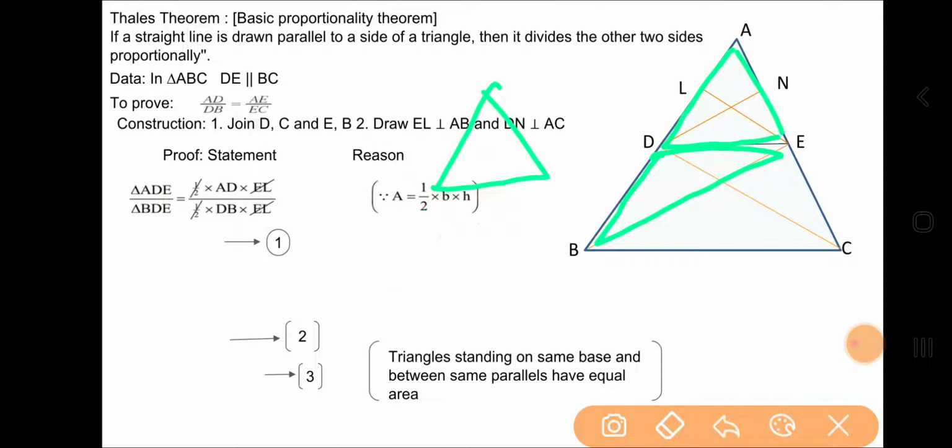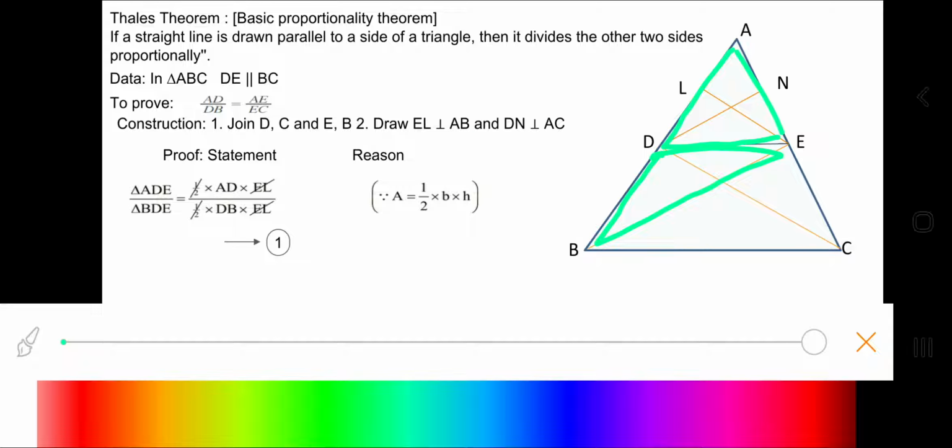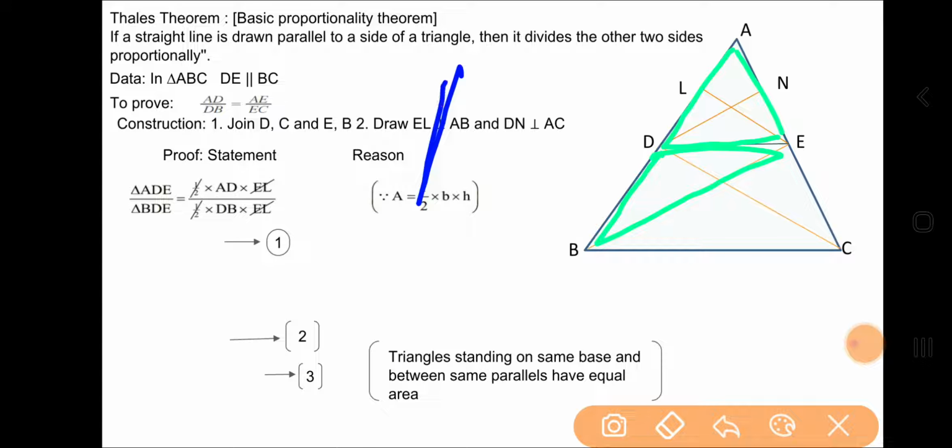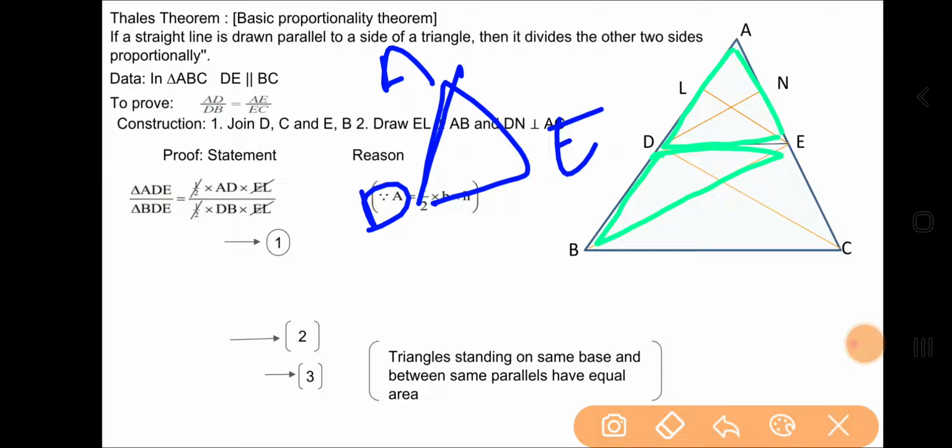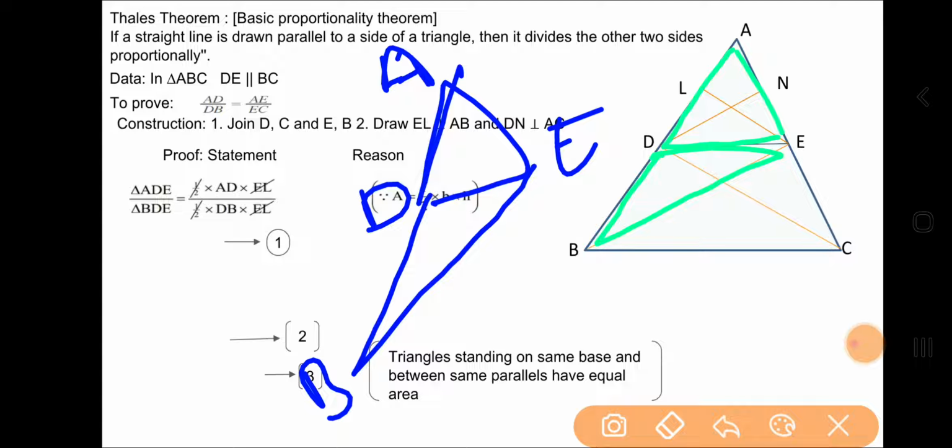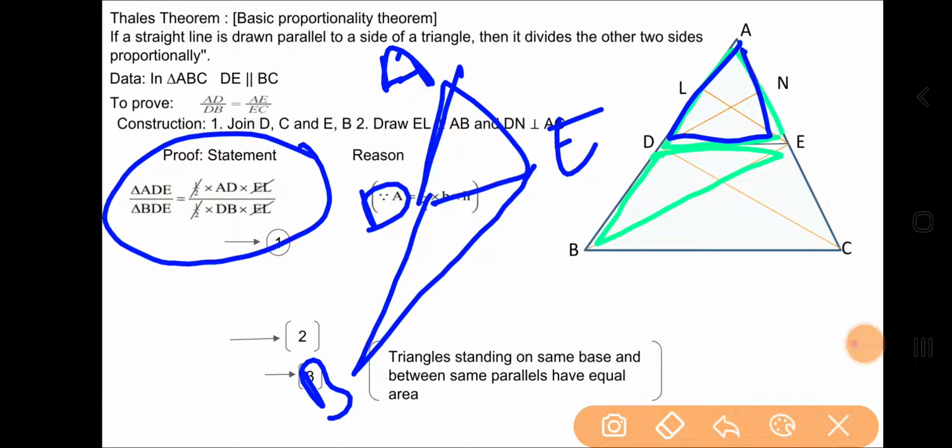So I am repeating once again which triangles we have taken. We have taken the top triangle, that is ADE, this one triangle, and the bottom left triangle, which is BDE. This part we have considered in the statement, the upper triangle and the left bottom triangle. For these triangles I have applied the area of a triangle.